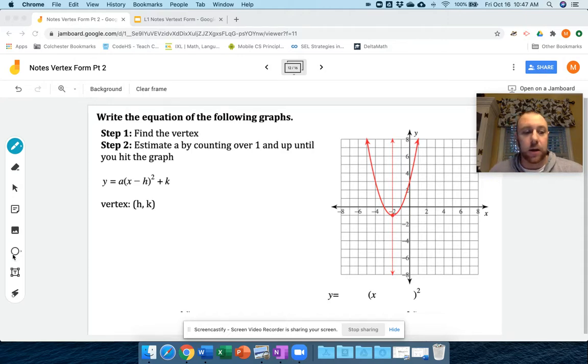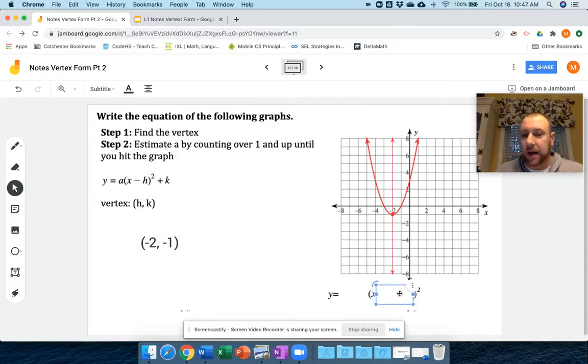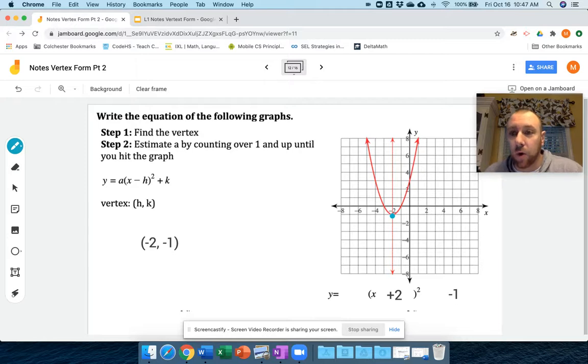So H, all right, is going to be -2, -1, okay? So my H, remember, is always that opposite sign. So this becomes a +2 here, and then my K becomes -1. Now I have to figure out what my A is, okay? So those two numbers came from my vertex, all right? Now my A, I start counting, okay? And you only have to really count once. I go over 1 and then up 1, over 1 and then up 1. And then if I continue, I can go over 1, up 3. It's following that 1, 3, 5 pattern. So my A here is 1.